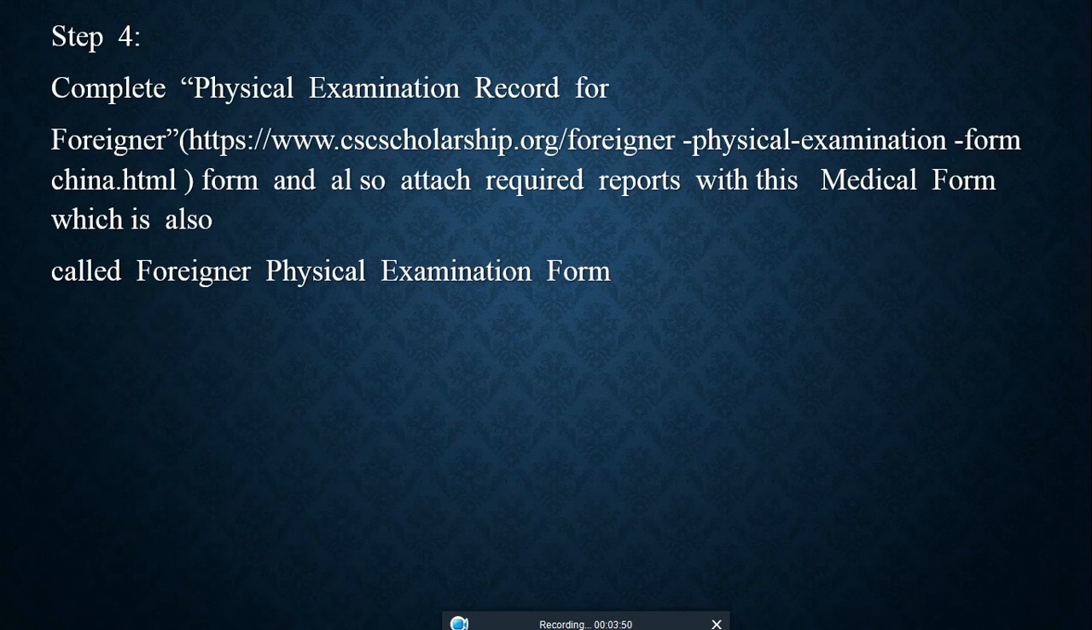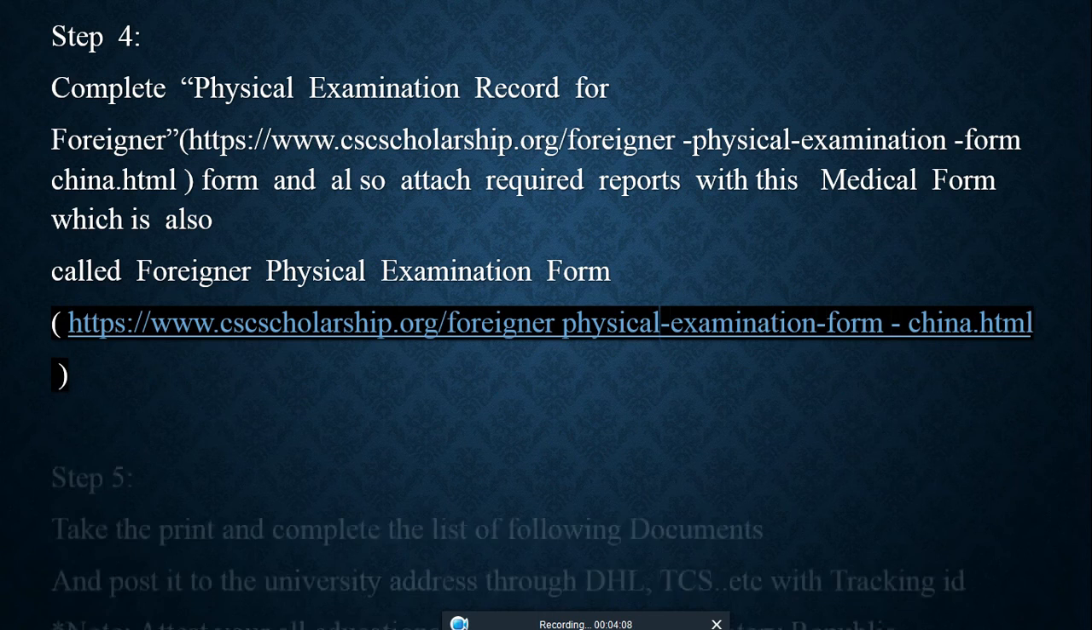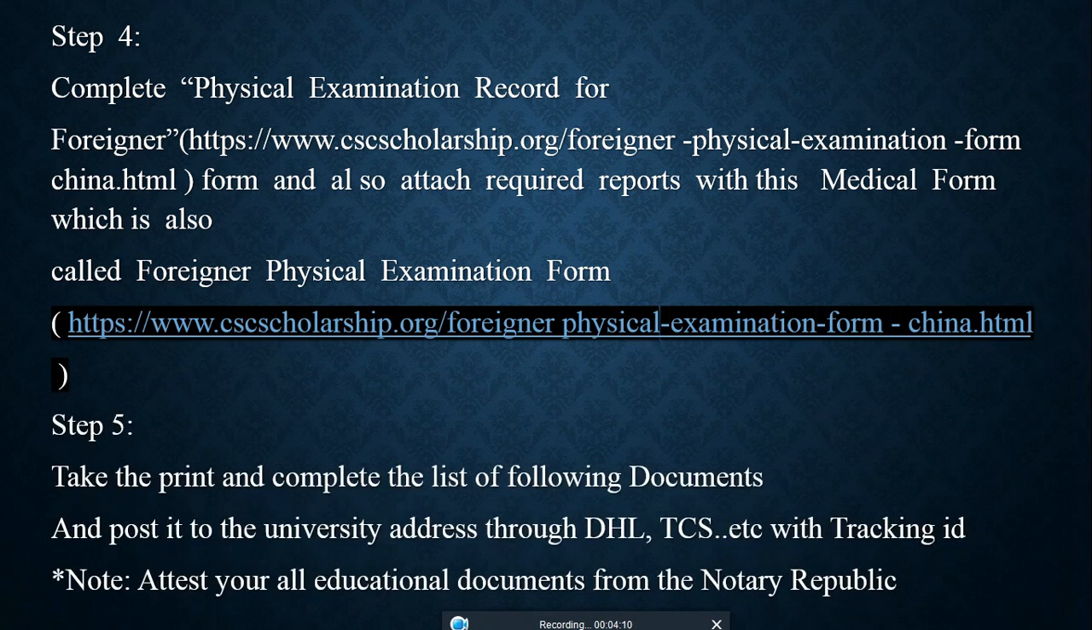Step 4. Complete the physical examination record. For Chinese scholarships, the Chinese have their official and fixed template for the physical examination record. You can download it from the link below. From this link you can download the physical examination form, and sign it from your doctor, your physician and others related.